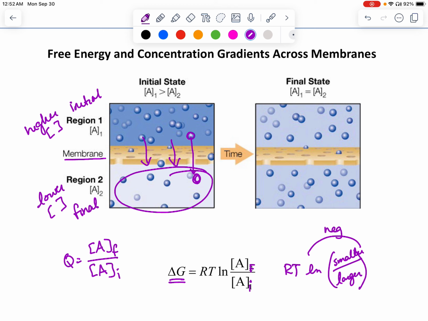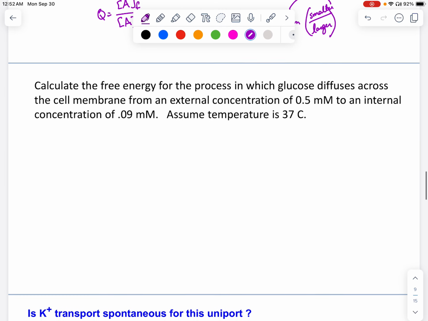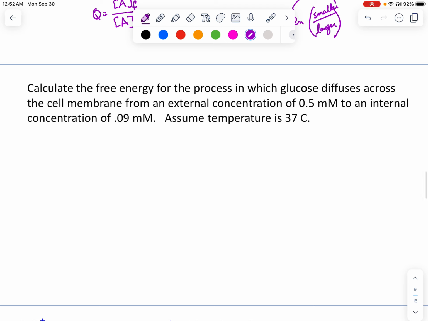All right, let's look at an actual calculation we could do. So we want to calculate the free energy for the process in which glucose diffuses across a cell membrane from an external concentration of 0.5 millimolar to an internal concentration of 0.09 millimolar. And we're talking about glucose diffusing in this way.